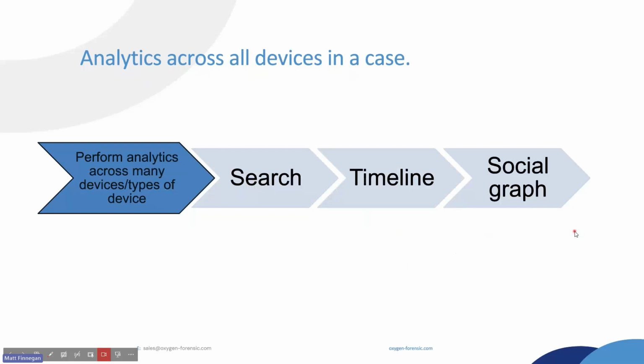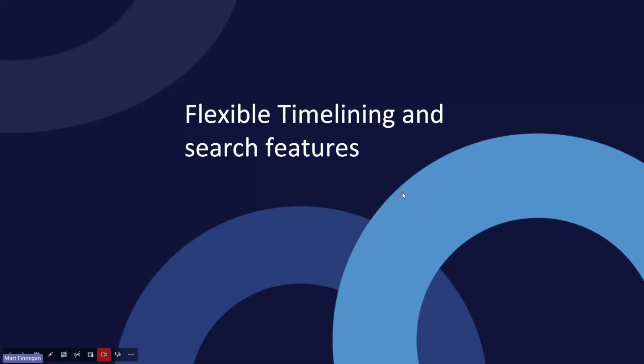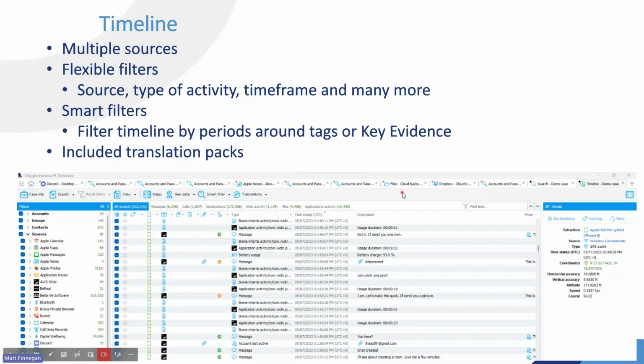Analytics being things like the search, the timeline, the social graph. If you have a case with computers, mobile phones, cloud extractions, and warrant returns, the idea is that you can view all of that together. So you could have a timeline with all of the data from those different sources in a single place. And that brings me on to the timeline. I want to show you a little bit of it, because I think we have a really nice timeline, actually.